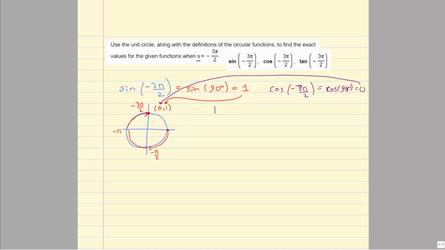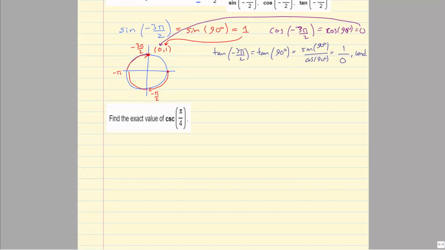Last is tangent of negative 3 pi over 2, which will be the same as the tangent for 90. Tangent is sine over cosine. So this would be the sine of 90 over the cosine of 90. The sine of 90 was 1, cosine is 0. So this is not 0. 1 divided by 0 is undefined. So I'd have a value here of undefined. And that's definitely possible. If you come across that, just double check your work to make sure you're on the right track.